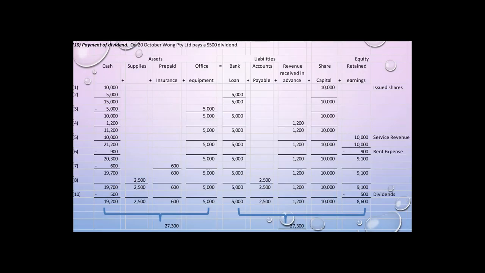All right, payment of dividend. Dividend is the share in profit of the company. So those who own the company, they usually receive this portion of the profit. Okay, so that is dividends. So if they pay dividends, obviously it will reduce our cash and then our retained earnings. This dividend will be under retained earnings. So as you can see, the balance 27,300, 27,300 still remains the same.